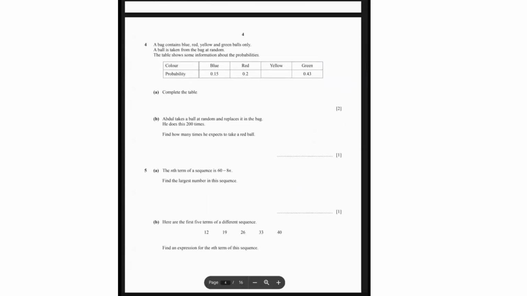Okay, question 4 is on probability. Bag A contains 4 color balls: red, blue, yellow, and green. 1, 2, 3, 4, 4 kinds. A ball is taken from the bag at random. The table shows information about the probabilities. Complete the table. Okay, all mutually exclusive events, the probabilities need to add up to 1. So to find the probability of yellow, take 1 whole minus 0.15 minus 0.2 minus 0.43. It is 0.22. Okay, just put this in.